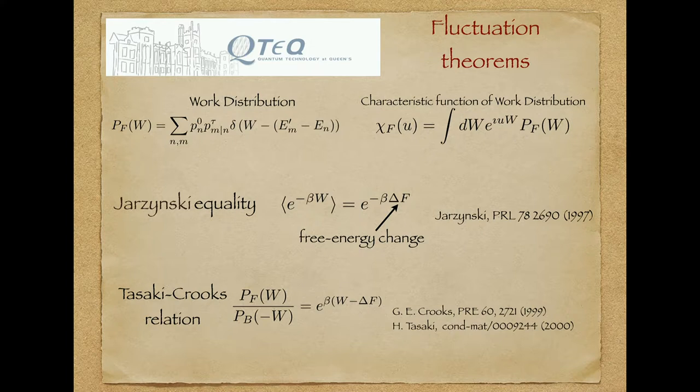Okay, these two relations are very elegant, extremely nice. By the way, you can rephrase them in terms of the characteristic function for work distribution in a pretty easy way, and we are going to see it in a second. Given that PF and PB have the same predictive power, so to say, they contain the same information on the process itself, you can restate these two relations, these two identities, in terms of chi.